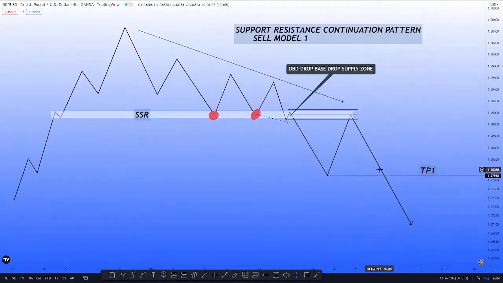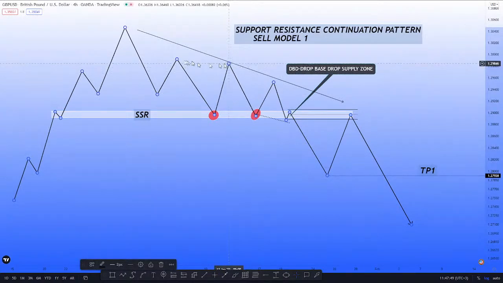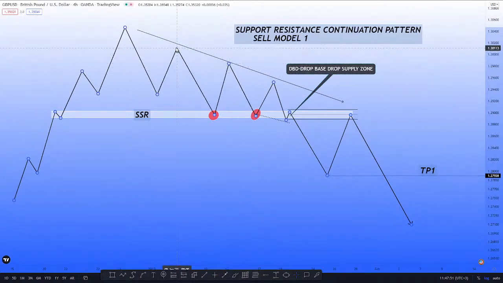So this is model one. I'm going to teach about three models, or two. This is the easiest setup to trade, continuation, because you are riding along the trade.